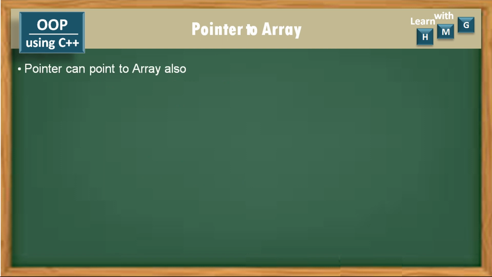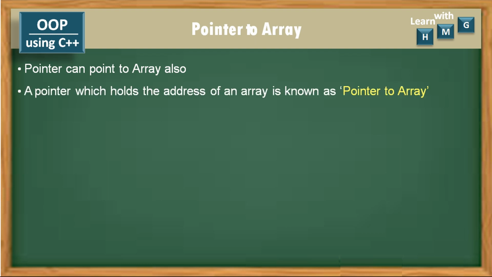A pointer can point to array also. In previous video we have seen a pointer is pointing to variable. The variable represents a single value or single data item, while array represents a set or a collection of data items of same data type, and a pointer variable can point to such type of set also, that is it can point to array also. So a pointer which holds the address of an array is known as pointer to array. So this is the simple definition of pointer to array.